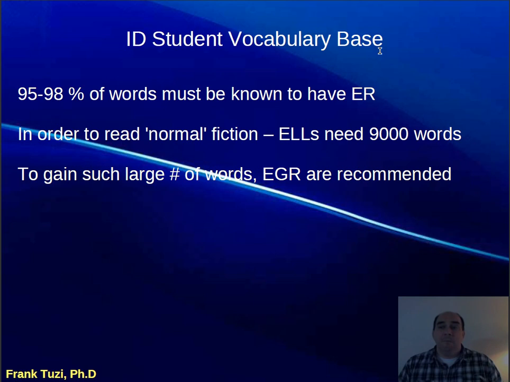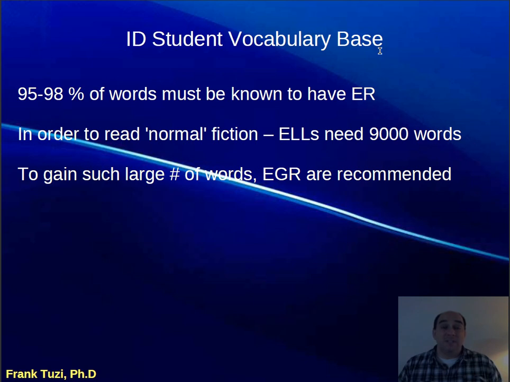Now, most words need to be known on a page, and according to research, Nation, Schmidt, and others, between 95 and 98% of the words on a page need to be known to get extensive graded reading. If you don't have that, then you're going to be forced to stop and look up a word, and that's going to slow the whole process down, right? In order to read normal fiction, a native English speaker needs almost 9,000 words. That's a lot of words.